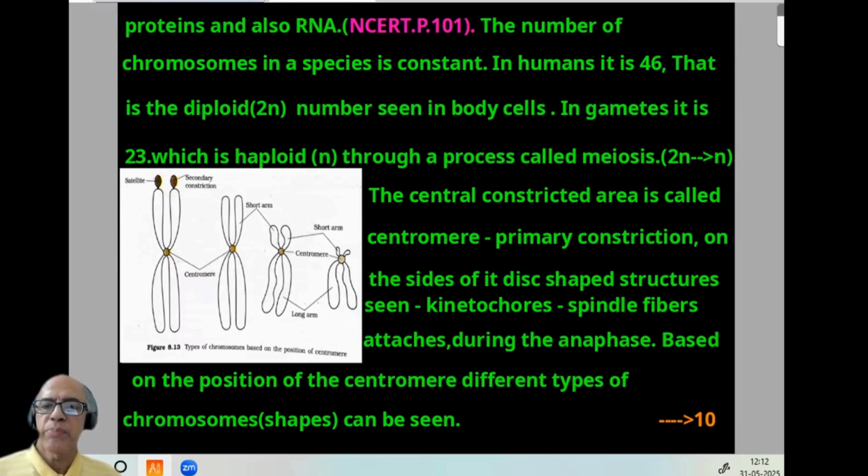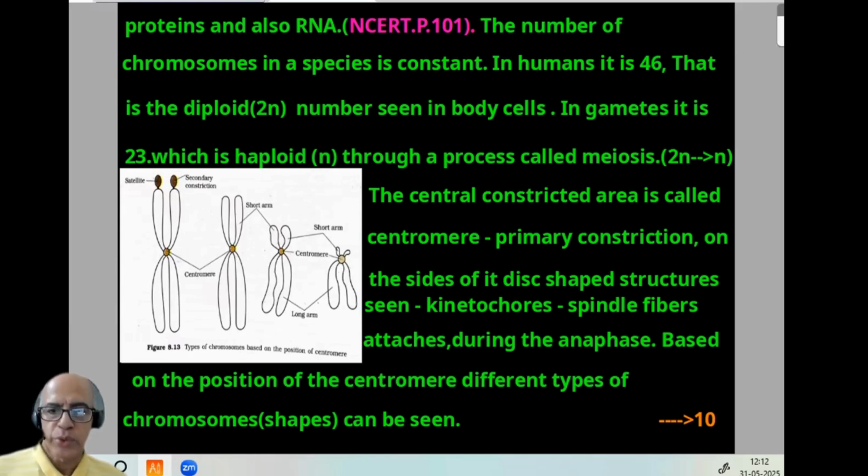The number of chromosomes in a species is usually constant. A typical example in humans: in a diploid cell, it is 46, that is 23 pairs. Diploid cells mean body cells, somatic cells, 46. When gametes are formed, it becomes 23, that is n, haploid, due to meiosis, 2n to n.